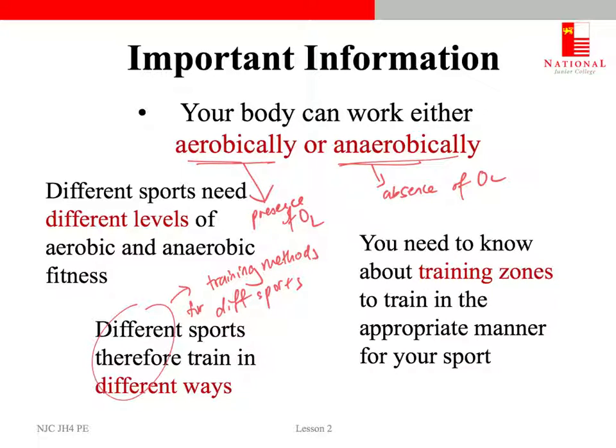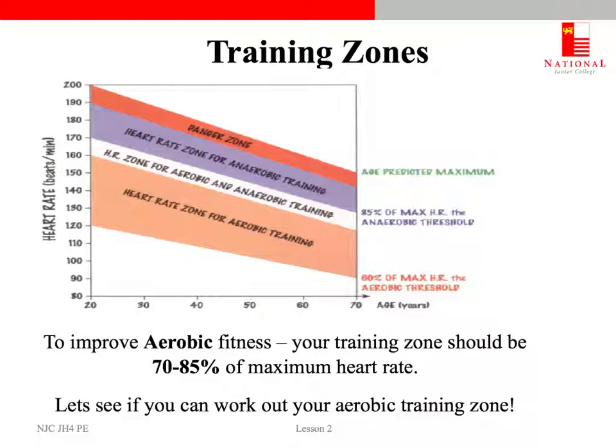Of course, you also need to know about training zones, the different intensities you need to hit during training for your sport. Sometimes your coach may tell you, you've got to hit 80%, you've got to hit 90%. So what does 80-90% really mean? This brings us to the concept of a training zone. Training zones refer to a percentage of your heart rate. Sometimes you see people training with a heart rate monitor. As a general guideline, to improve aerobic fitness, our training zone should be 70-85% of the maximum heart rate.